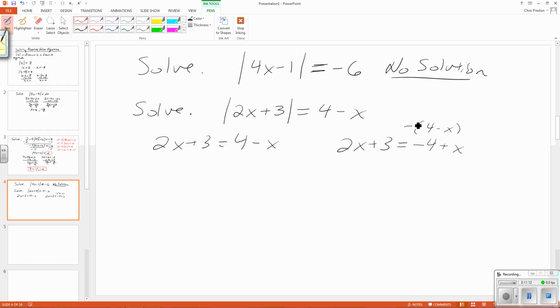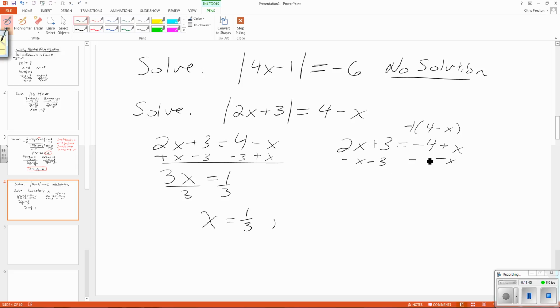Negative 1 times 4 minus x. You distribute the negative 1. This is what the opposite function would look like. So now I'm going to solve both of these independently. I'm going to subtract 3 here, and maybe I'll go ahead and add x. So I get my x's on one side, my non-x's on the other side, so I get 3x equals 1, divide by 3, x equals 1/3, maybe that's an answer, maybe not. Same thing here, I want to get my x's on one side, so I'm going to subtract x. 3 doesn't have an x, let's move that over. So x equals negative 7, and I got negative 7 as a maybe answer.